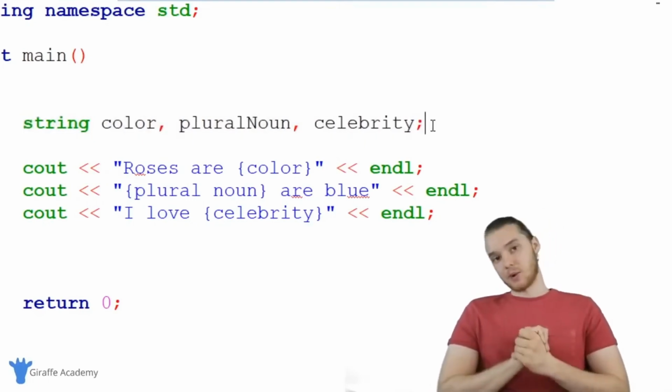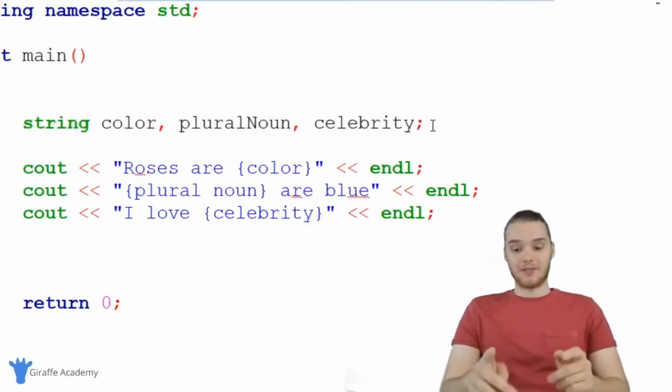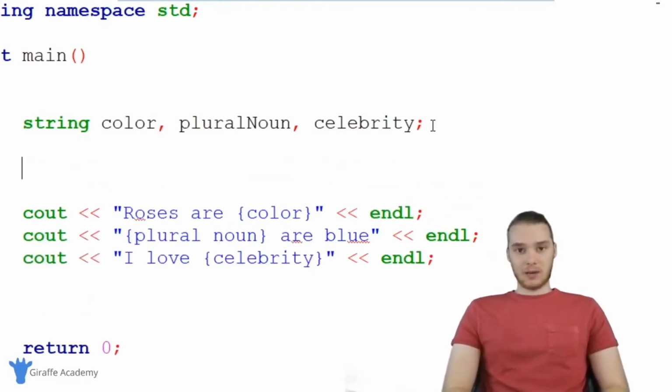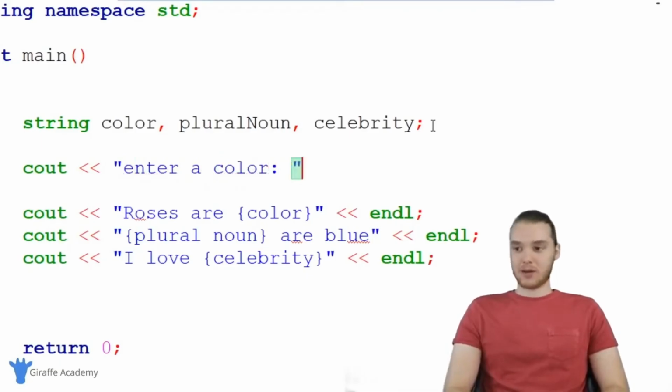All right, so now we've basically told C++ that we're going to use all these variables, but we need to give them values, and we're actually going to let the user give them values when they enter in all those things. The first thing we want to do when we want to get input from the user is we're just going to say cout, and we're going to print out a prompt. So I'm basically just going to say enter a color, so we're going to have them enter in a color.